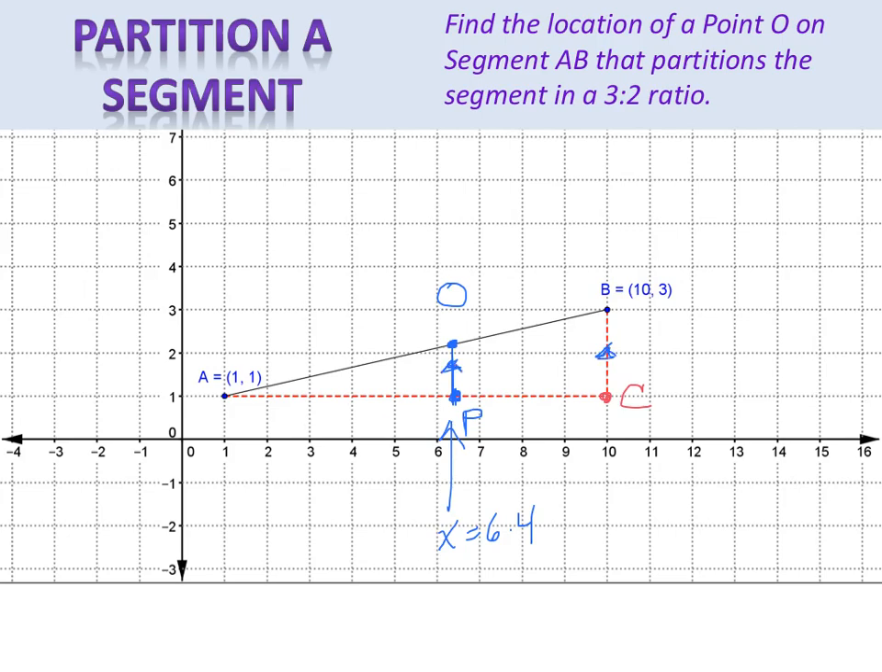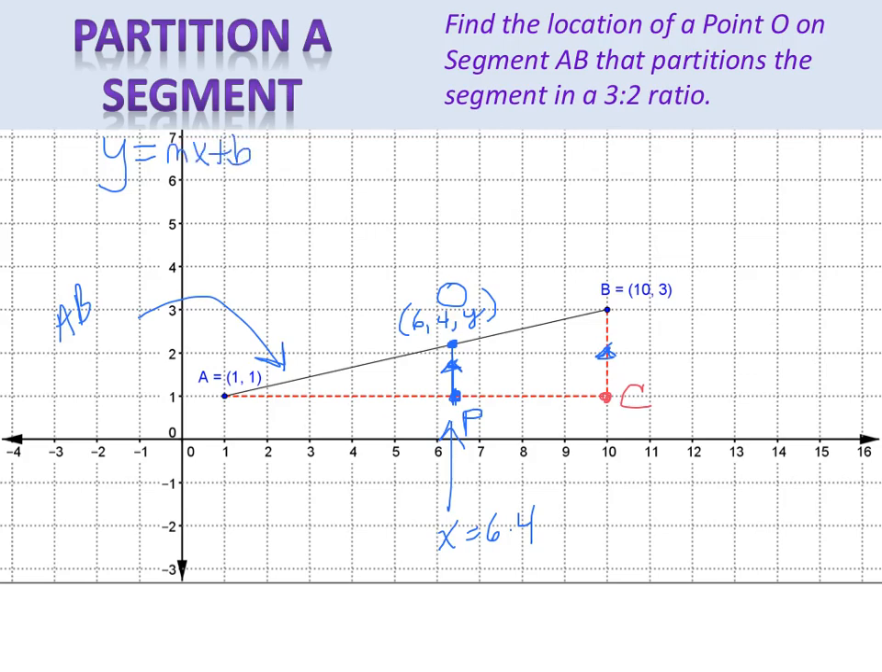And I just need to find the y coordinate of O. I already know x is 6.4, so I just need to know what my y is. So how can we find that? Well, there's a couple of different ways. One way is we can write an equation for this segment AB, a line equation. We know a line looks like y equals mx plus b.